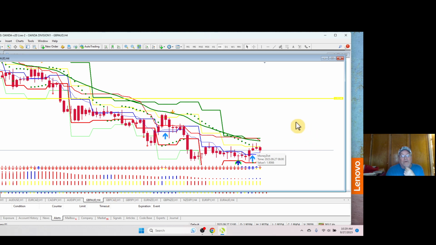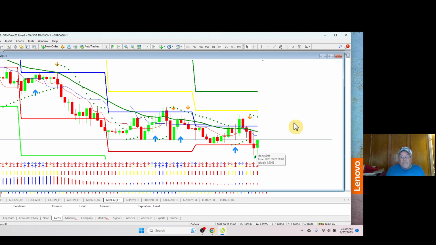Pound CAD 1 hour. Oh, don't do this to me again. There it is. Now it's making a 1 hour buy, but there's still 30 minutes left in that candle. So anything can happen. But we've got to keep an eye on pound CAD 1 hour for a buy.